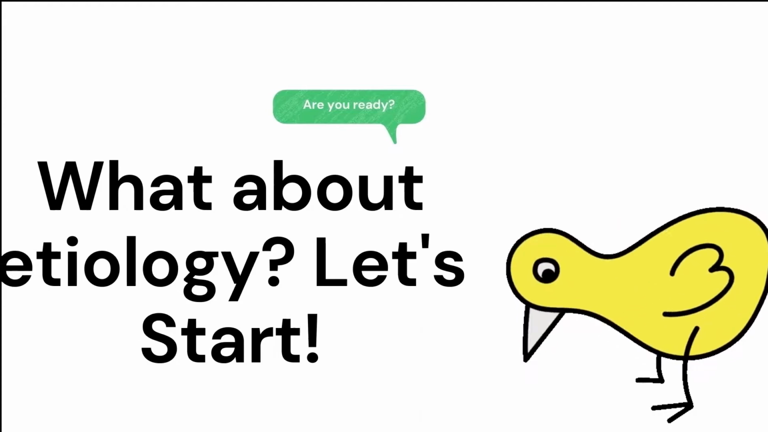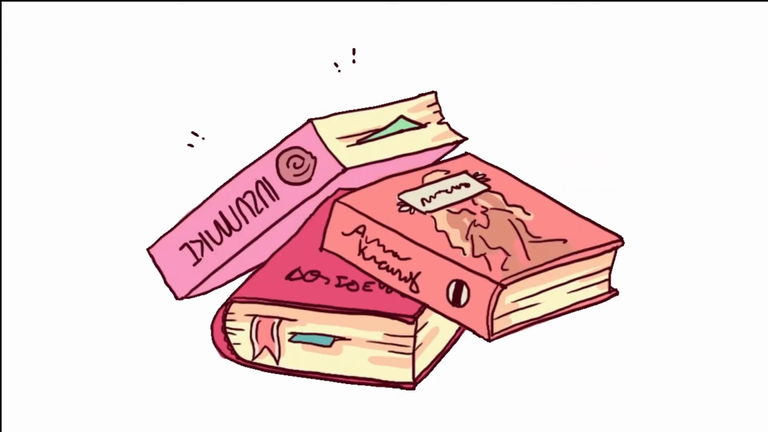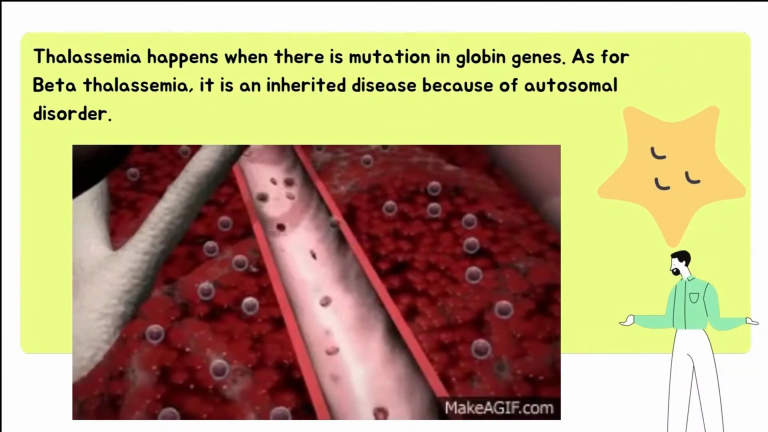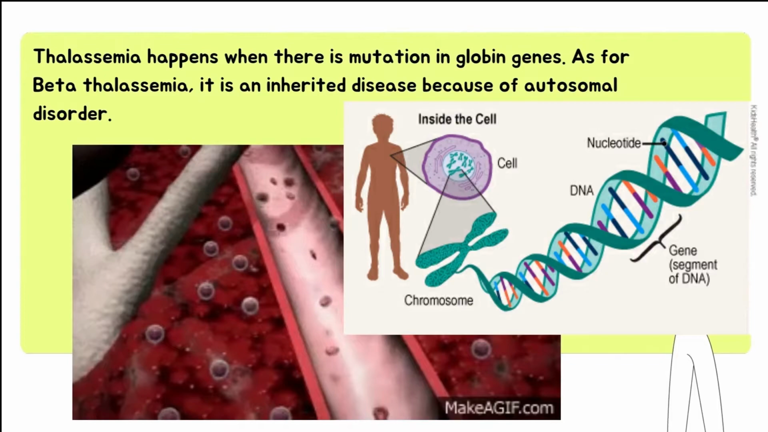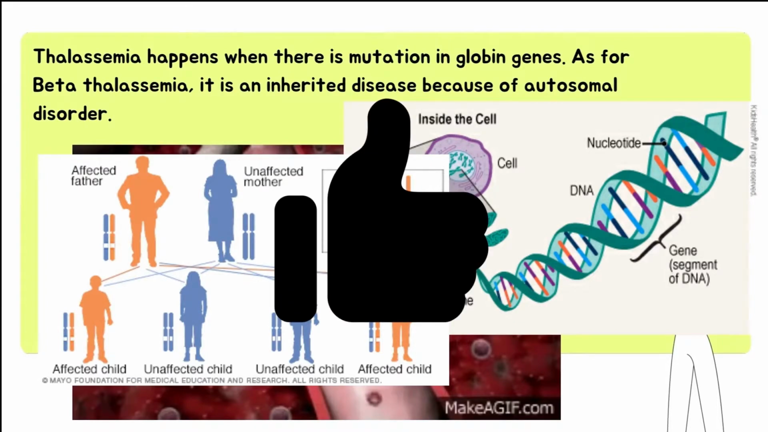So what about etiology? Let's start. What actually happens during beta thalassemia? First, thalassemia happens when there is a mutation in globin genes. As for beta thalassemia, it is an inherited disease because of an autosomal disorder.